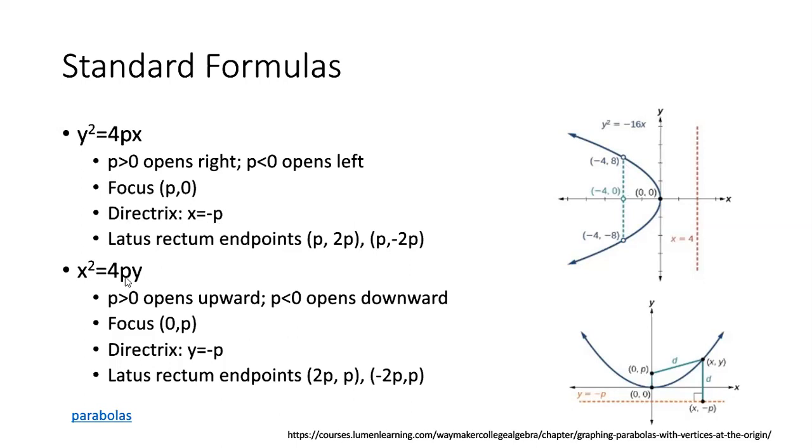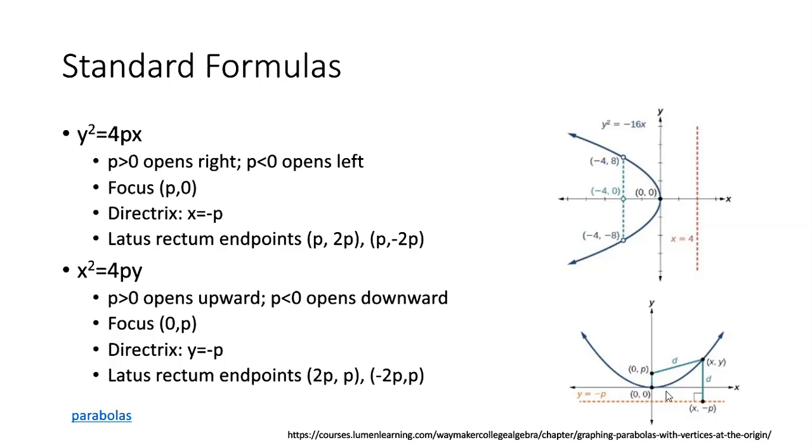If we have x squared is equal to 4py, this is kind of like the standard format that we're used to seeing. Like in algebra, we see a lot of y is equal to x squared, or y is equal to ax squared plus bx plus c. That's sort of the quadratic formula. We're used to seeing parabolas in the x squared form. So when p is greater than 0, it's going to open upward. If p is less than 0, it's going to open downward.